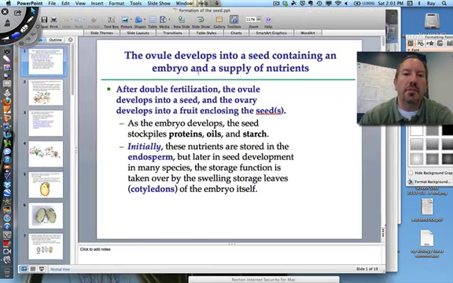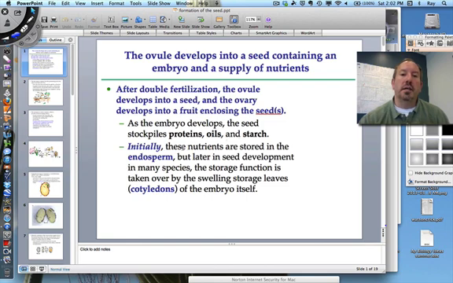And what I want to say about this is we're talking about seed formation now. So after double fertilization, the ovule becomes the seed, and that's inside the ovary. The ovary will then develop into a fruit which encloses the seeds. And as I was saying before, the seed stockpiles proteins, oils, and starch. This is why we like to eat seeds. This is why we like almonds and cashews and all of these sunflower seeds. We like to eat corn because it has a good source of oils and starch. It's very tasty and nutritious.